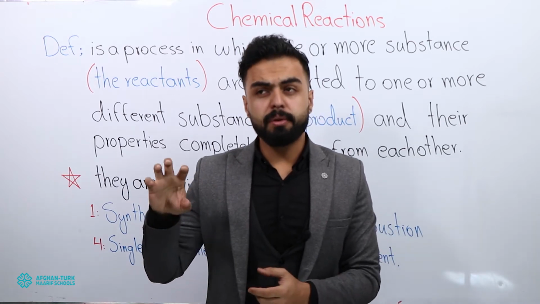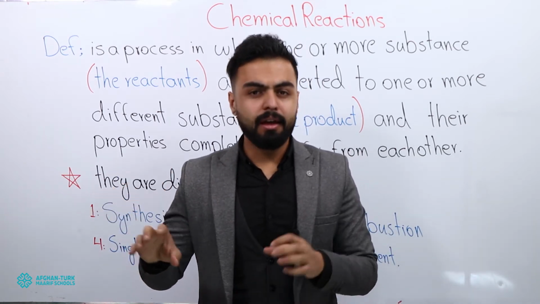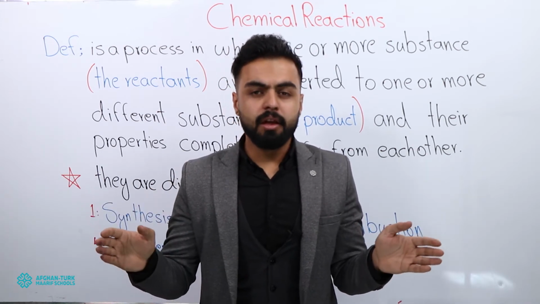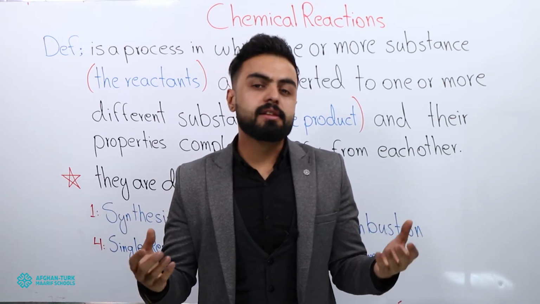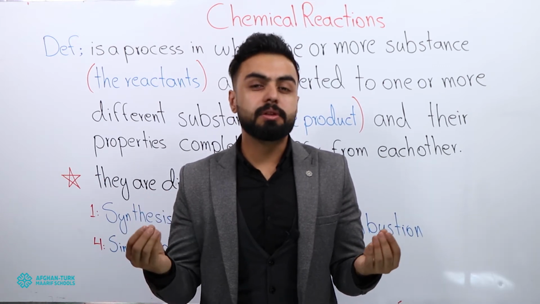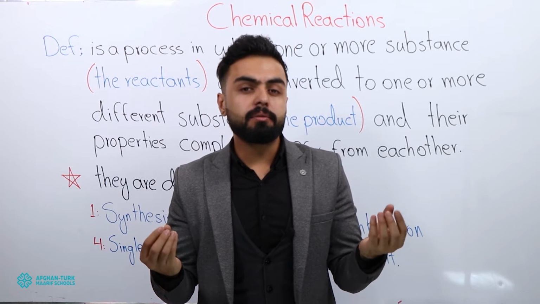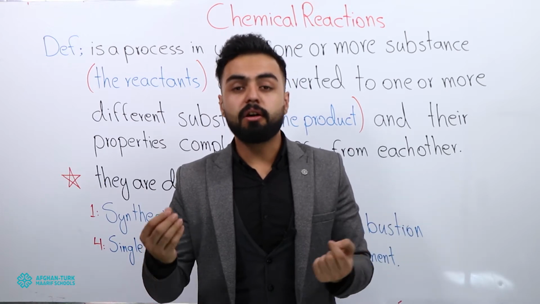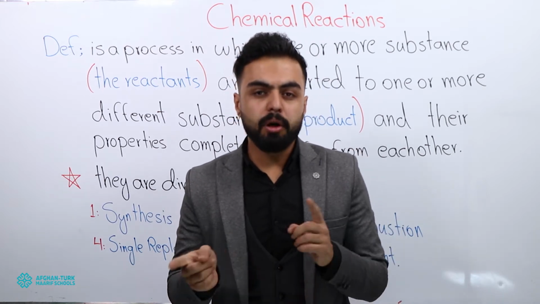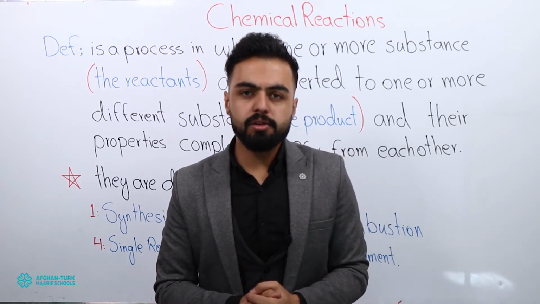So for example, the paper and the burned carbon are not the same, and the iron and the rust are not the same. They completely differ from each other. For example, the rust of the iron doesn't have the strength of the iron itself. So that's why we say the properties completely change.